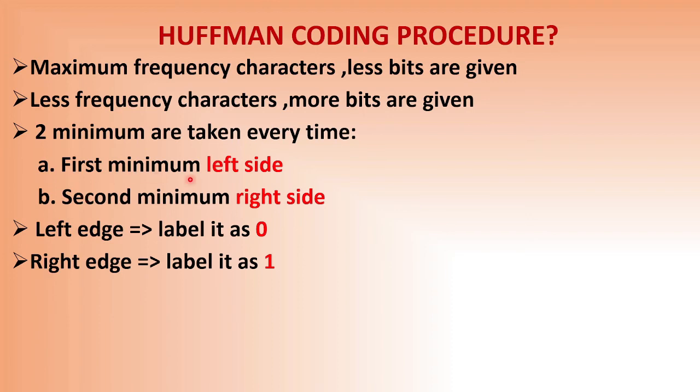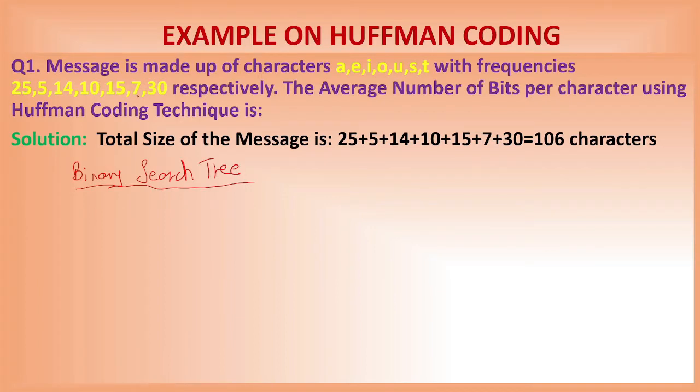And first minimum is always put on the left side of the tree and second minimum is put on the right side. So whichever character is having less frequency, that will be the minimum. So here 7 is less and 5 is less among all others from the given frequency. So 5 is the frequency of letter E. Similarly 7 is the frequency of letter S. So E and S will come first.